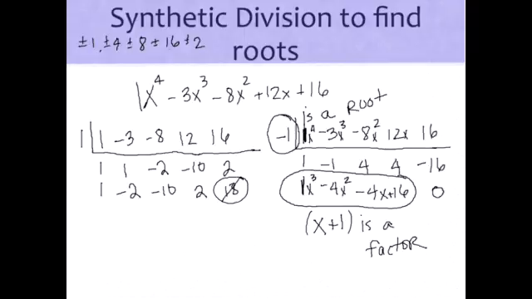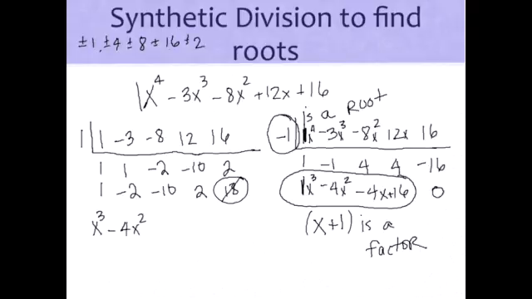Okay. From here, I still need to find another root. Well, once you get down to the third degree, oftentimes you can just simply use grouping, or you can do synthetic division again. So I'm going to see if I can use grouping in order to factor this.